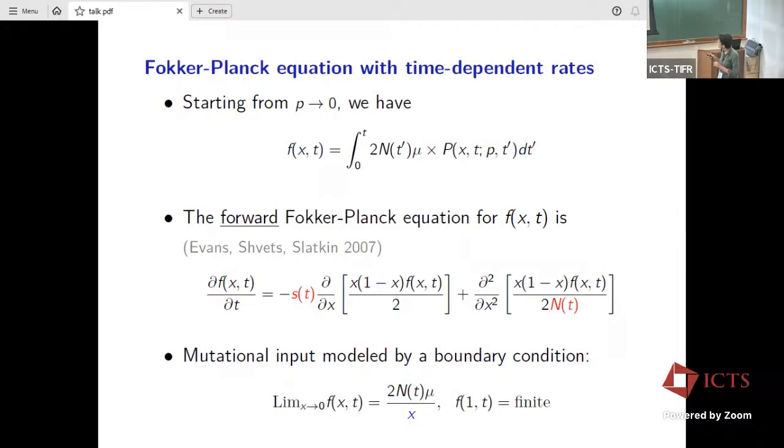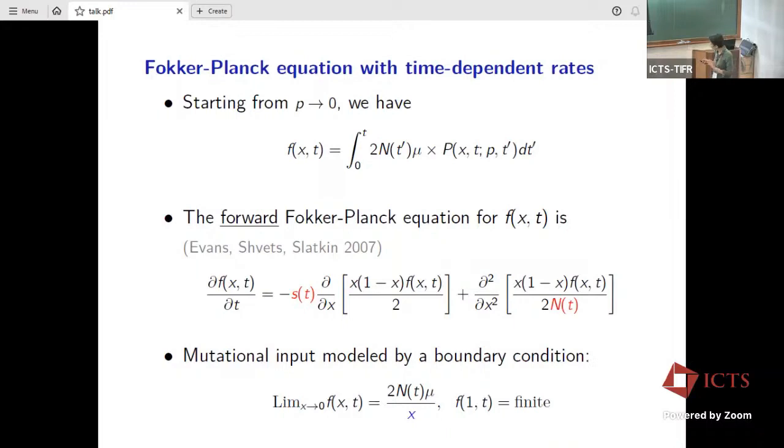For this, I'm going to use the forward Fokker-Planck equation. This is the model of Evans, Shvets, and Slatkin, in which this equation is the same as the usual forward Fokker-Planck equation you write down for the Moran process, except here these coefficients are time dependent. This is selection and drift, and they model the mutational input, because mutants will get absorbed and therefore you need to have constant mutational input. So they model it using a boundary condition. That's the model that we are using here.